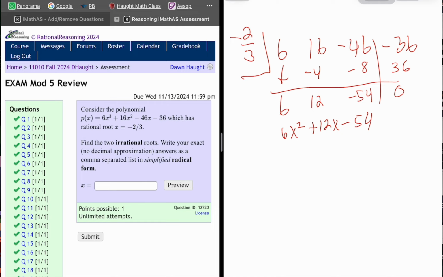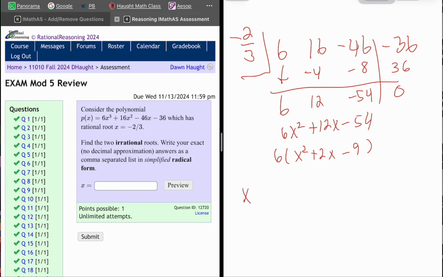Now what that means is there's nothing good left. But 6, 12, and 54 are all divisible by 6. So when finding the irrational roots, you can use that x squared plus 2x minus 9. So that's what I'm going to use in our quadratic formula. And one thing we have to do is it says to separate the list in simplified radical form.